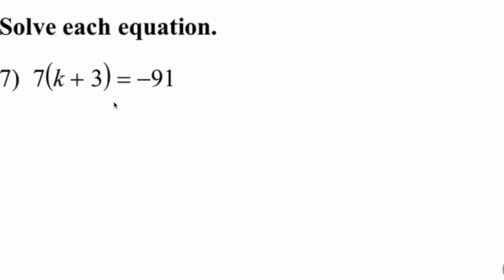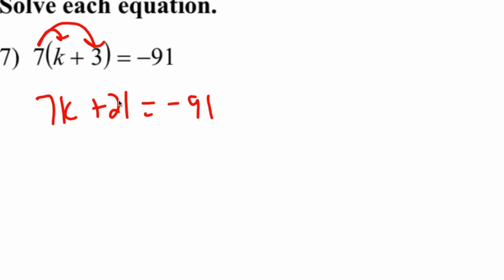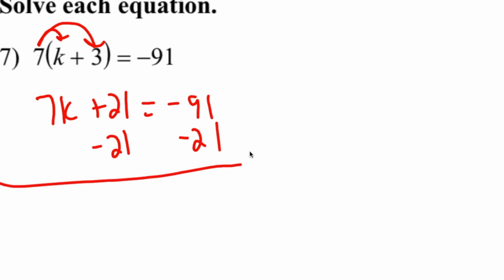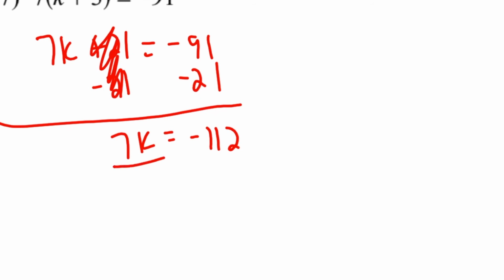So we're going to start it off with the distributive property. 7 times k is 7k. 7 times 3 is 21. And this is equal to negative 91. Now we will subtract 21 from both sides. These are gone. 21 minus 21 is 0. 7k is equal to negative 112. Divide both sides by 7, and we get that k is equal to negative 16.